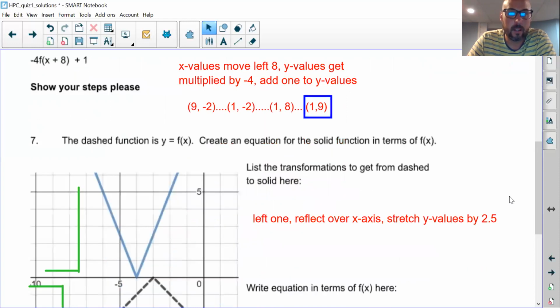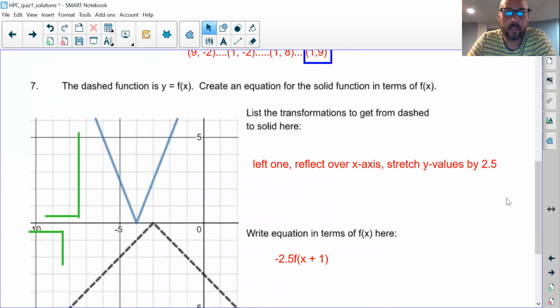Yep. Number 7. The dashed graph is f of x. How do you get the blue graph? Well, the obvious thing is that there was a reflection over the x-axis. So that means the y values got multiplied by negative 1. And you didn't shift up or down, guys. See, here's the vertex when y equals 0. Well, this blue vertex is also when y equals 0. So that didn't shift up or down. The y value is just reflected.